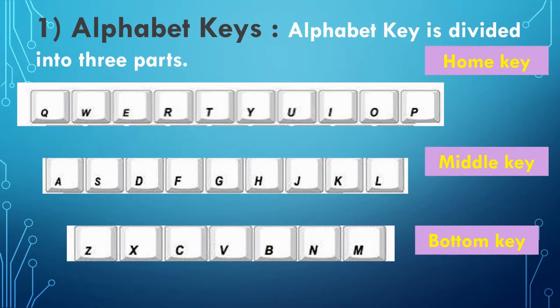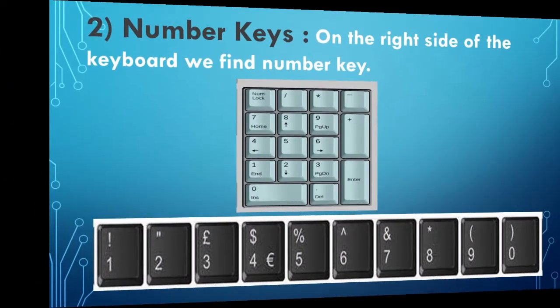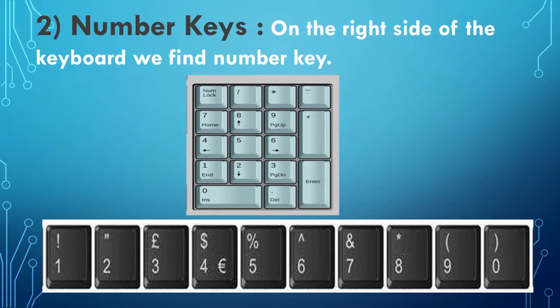Now our next type is the number key. On the keyboard, number keys are available on two sides: one is the right side of the keyboard and the other is the top of the keyboard.